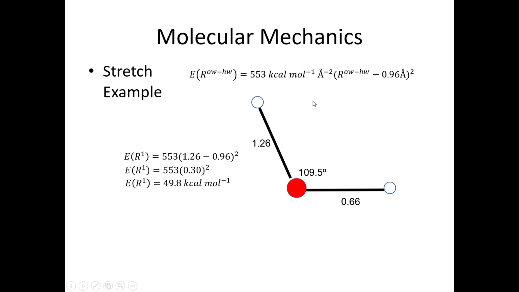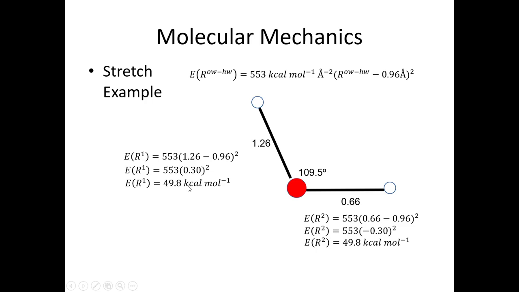So for the first bond, with its distance of 1.26, we can calculate the energy value of 49.8 kilocalories per mole. And for the second one, we can do the same thing. Notice that the second one is a compressed bond rather than a stretched bond, and we calculate exactly the same energy for the second one, and that's because the displacement from equilibrium for the second one is exactly the negative of the displacement from equilibrium for that one.